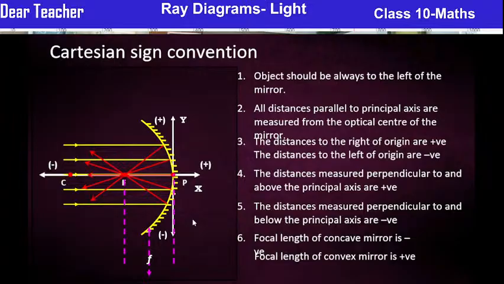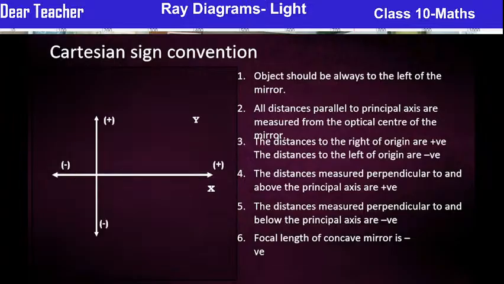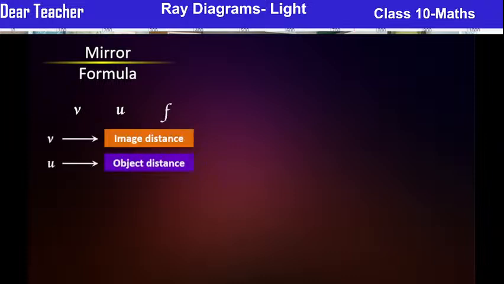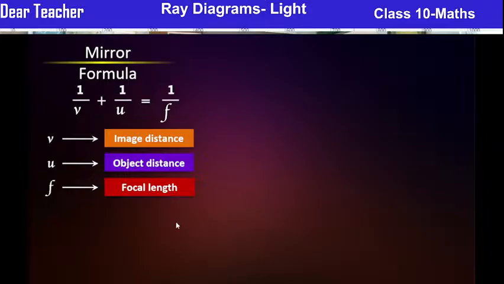And the focal length of a convex mirror is always positive. This is the convex mirror. Now the mirror formula: v is always the image distance, u is the object distance, and f is the focal length. So 1/v + 1/u = 1/f. This is the mirror formula. These u, v, f signs should be taken as per the Cartesian plane.